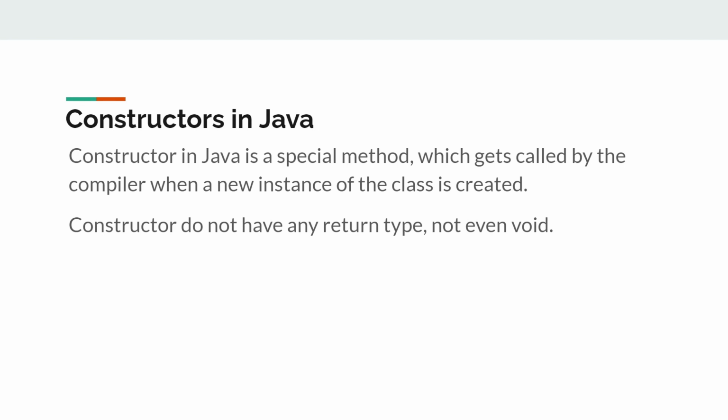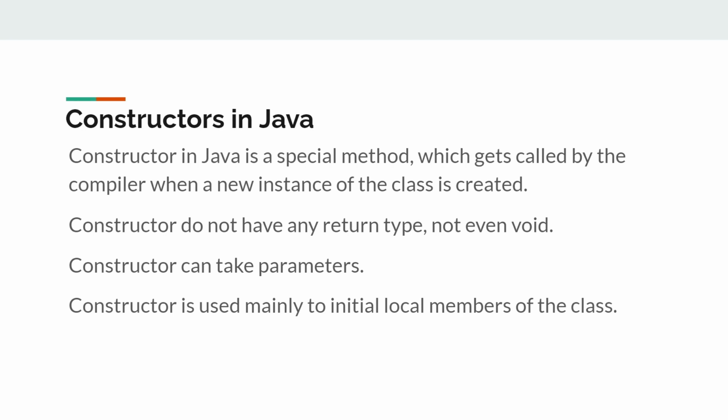It does not even return void. A constructor can take parameters, or it can be parameterless. It depends upon the situation and the design of how we want to define the constructor. A constructor is used mainly to initialize local members of a class. Now in some cases you might see that a constructor does more than that, but it is usually not a good practice to do operations inside of the constructor. It should be as simple as initializing members of the class or initializing some other class that will be used in that class.